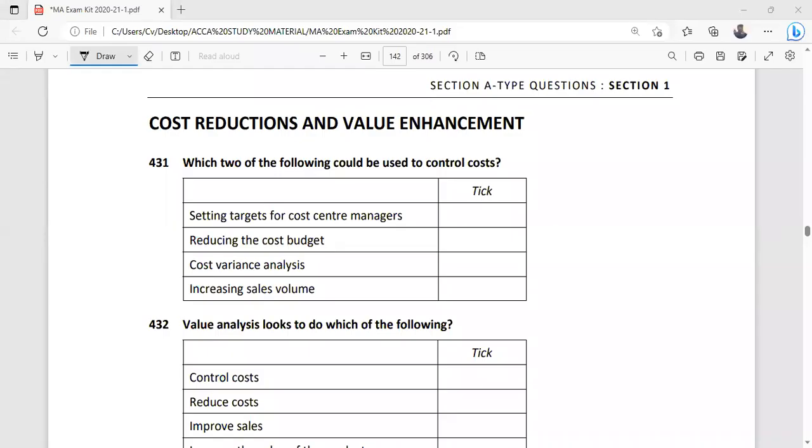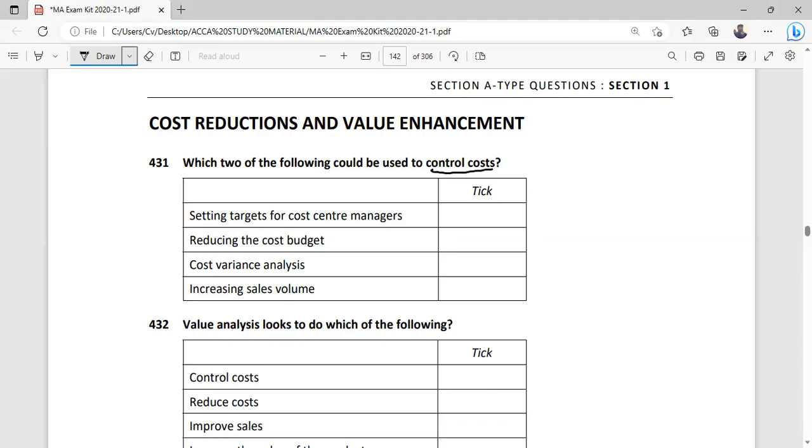Now we are going to discuss another topic, cost reduction and value enhancement. It is also a part of performance measurement. Which two of the following could be used to control the cost? Cost control means we are trying to reduce the cost. And whenever we are trying to reduce the cost or meet budgeted cost, it means there are chances that we will compromise on the quality.